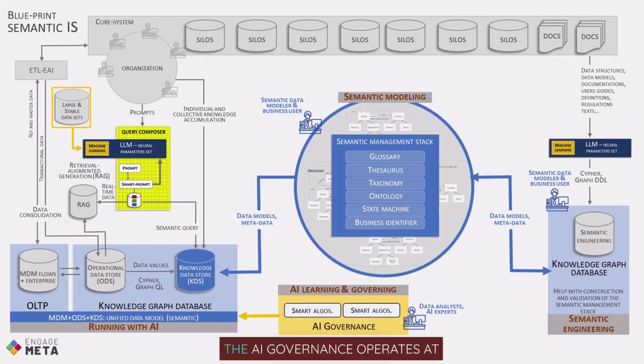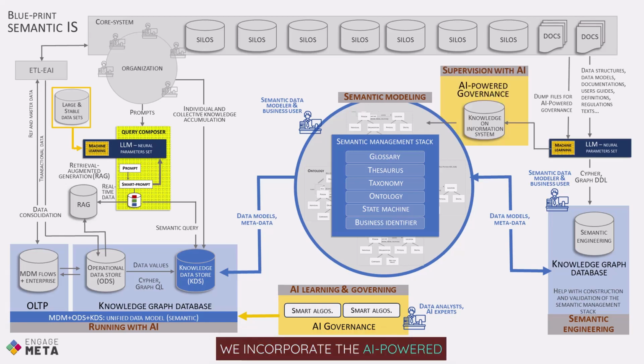In other words, the AI governance operates at the semantic layer rather than the logical layer, ensuring a more robust and smart governance that mitigates the risk associated with improper handling of logical data. It's important to note that additional security and confidentiality layers must also be implemented to safeguard data values and ensure compliance with confidentiality and regulatory policies.